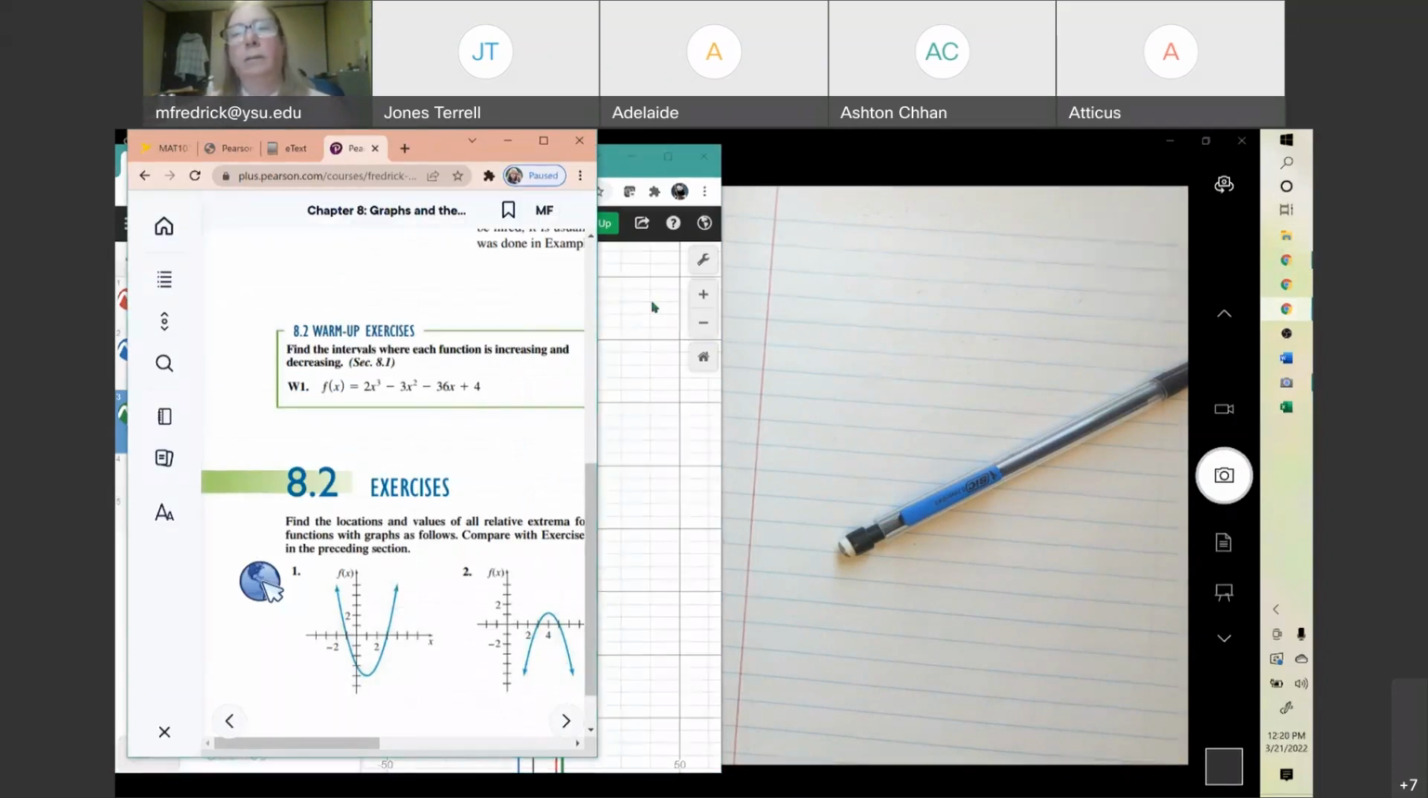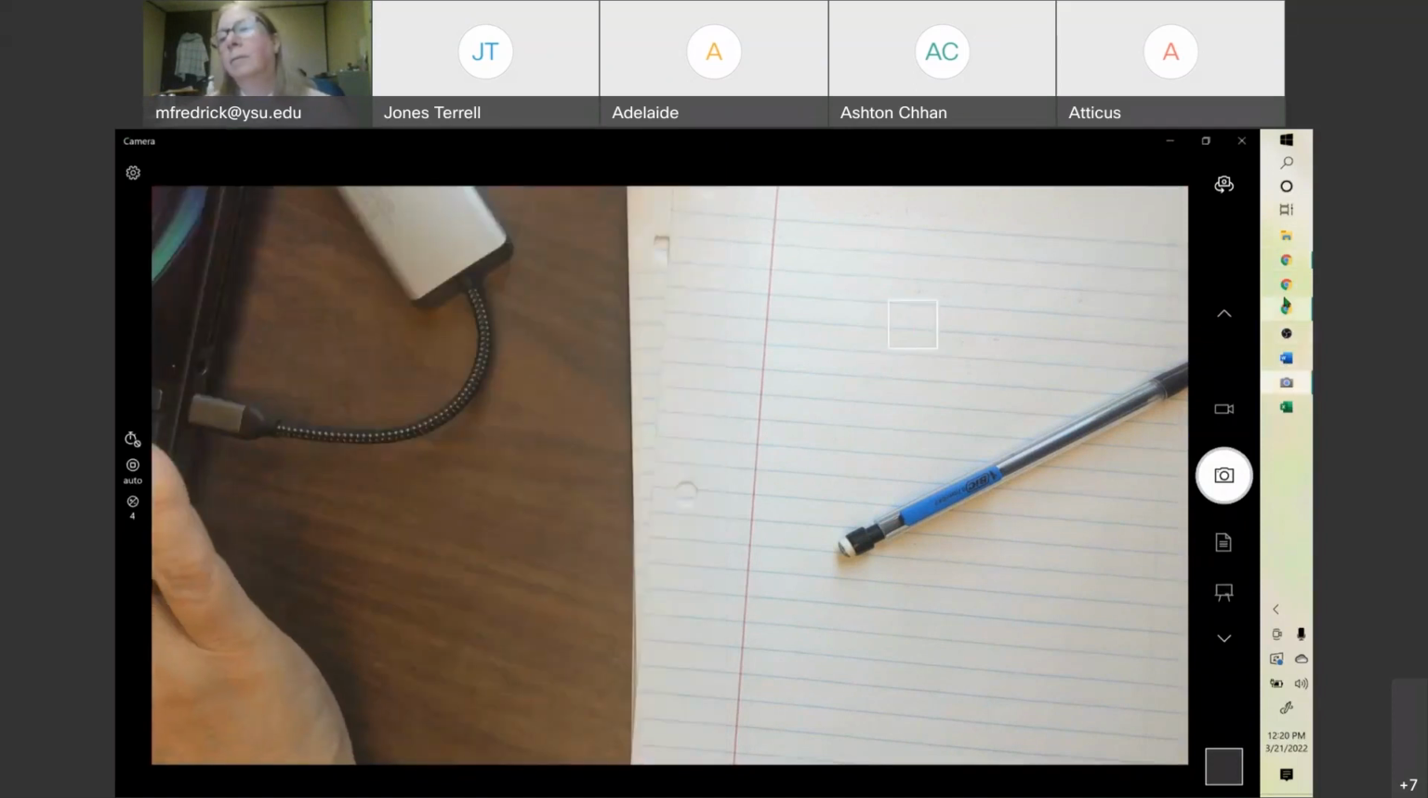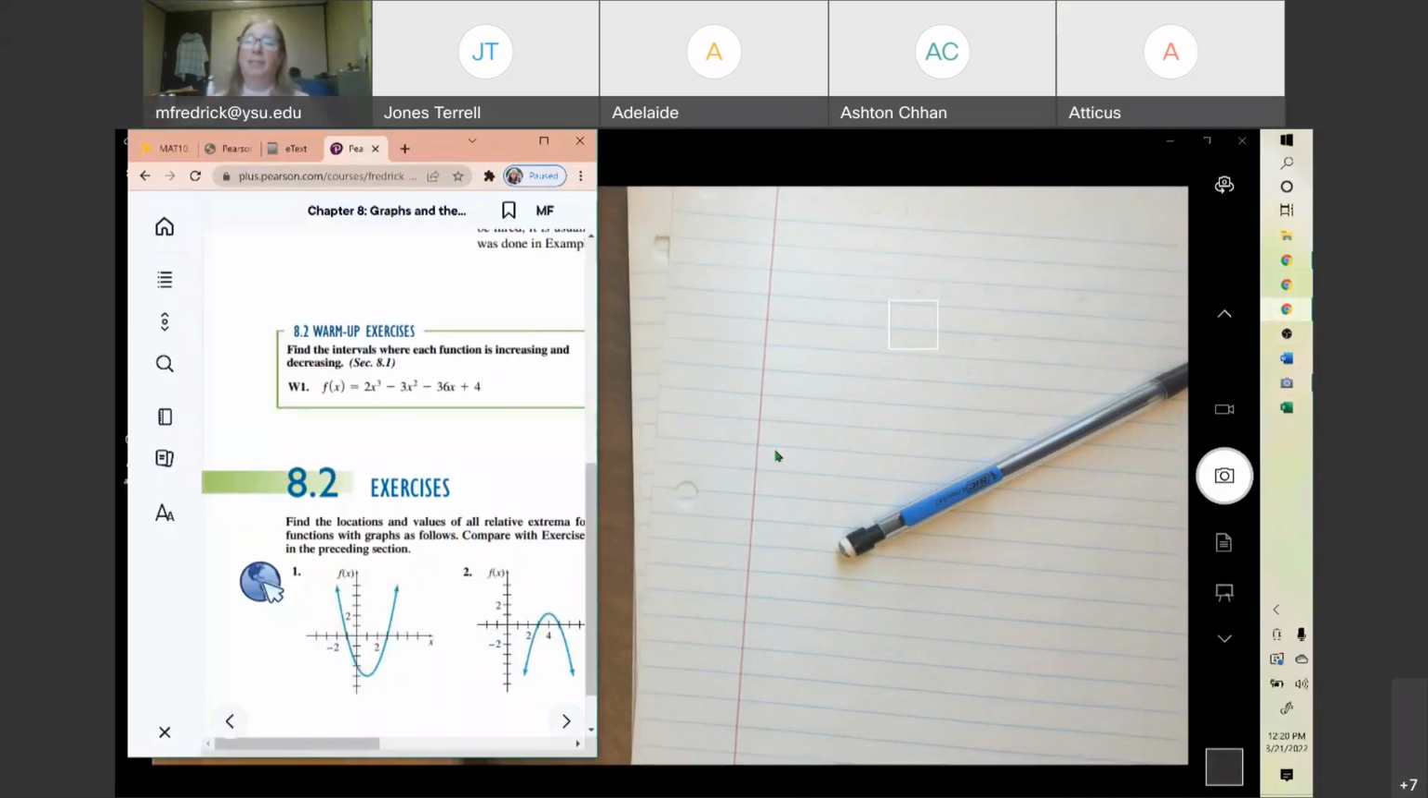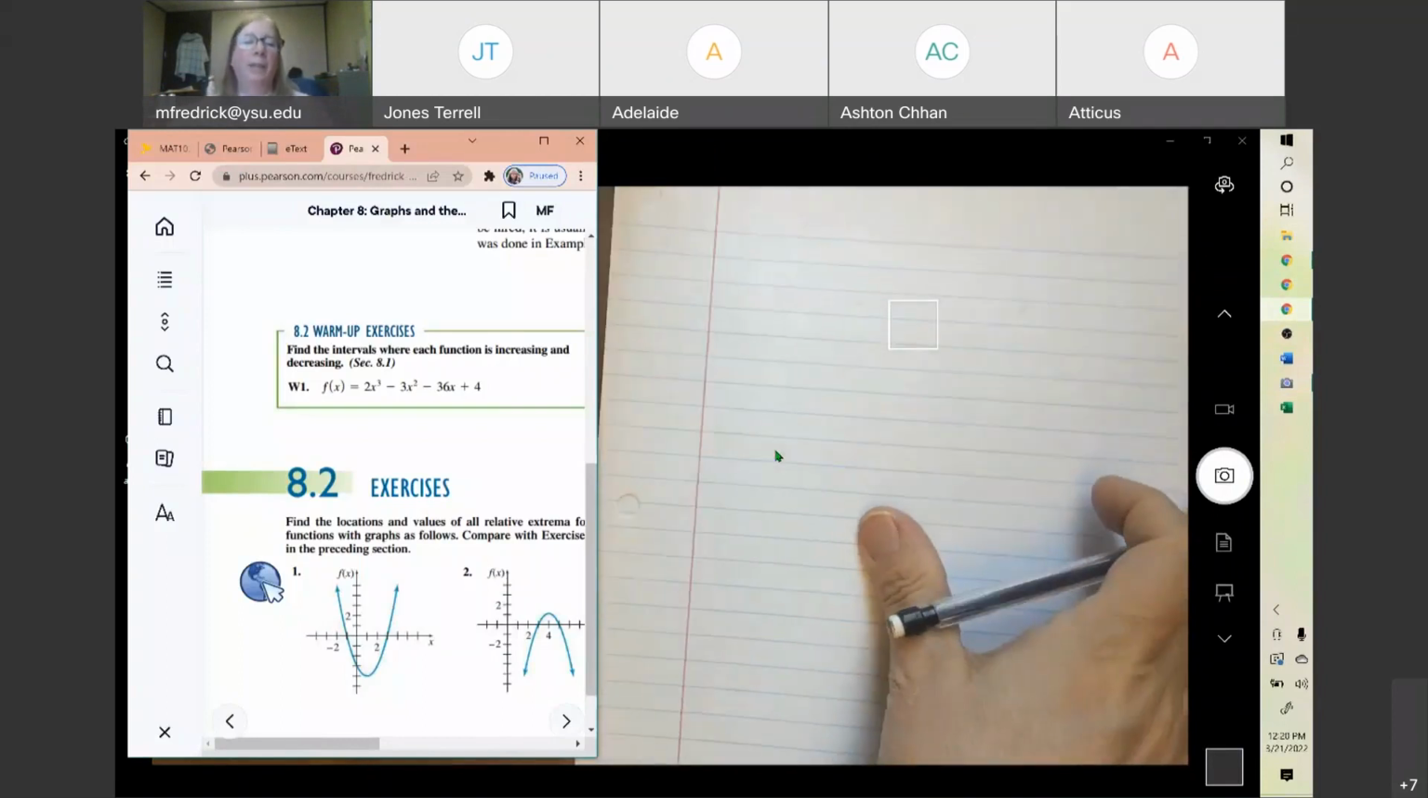This one, oh, I know. I didn't want to close it because we're going to use it again. Okay.